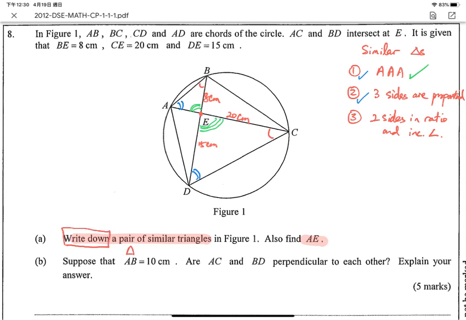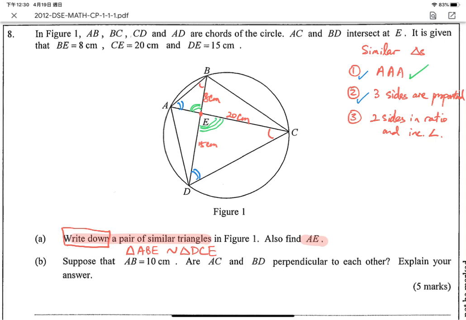So triangle ABE is similar to triangle DCE: A corresponds to D, B corresponds to C, and E is just E. So after you prove similar triangles, how do you find AE? If you already have similar triangles and need to find the length of 1 side or 2 sides, you most likely need to apply the properties of similar triangles.